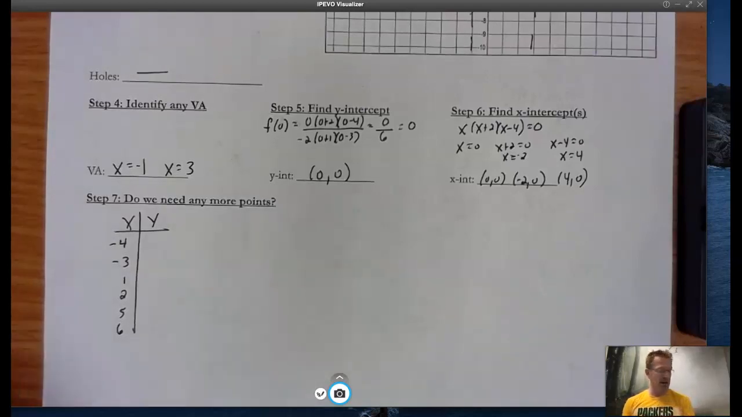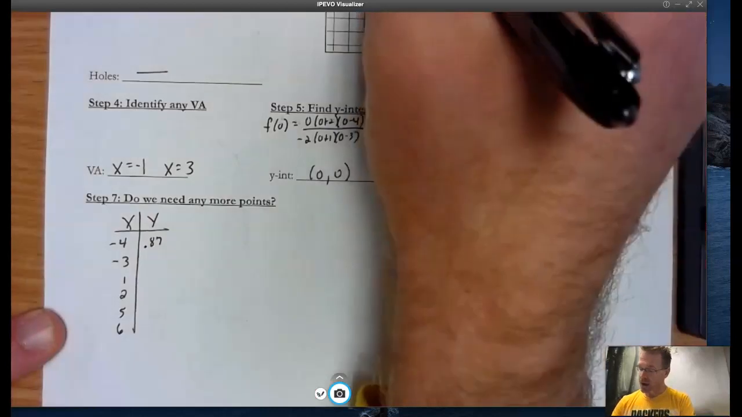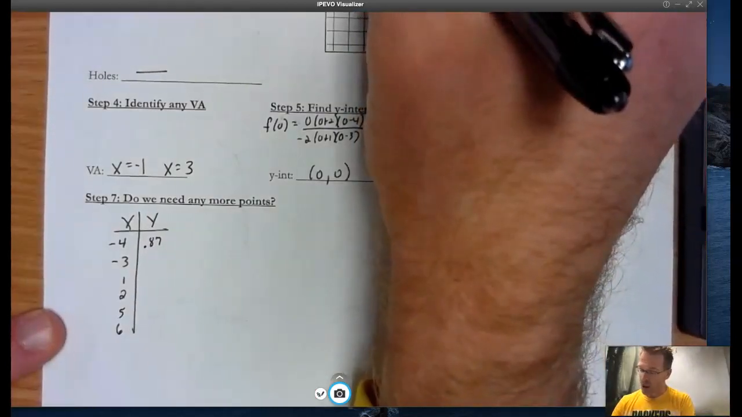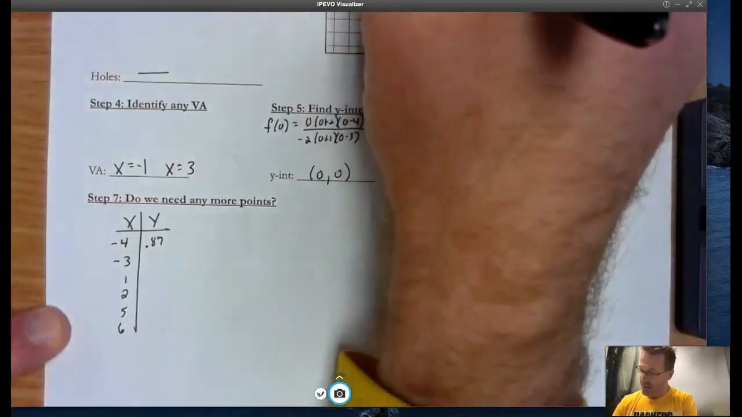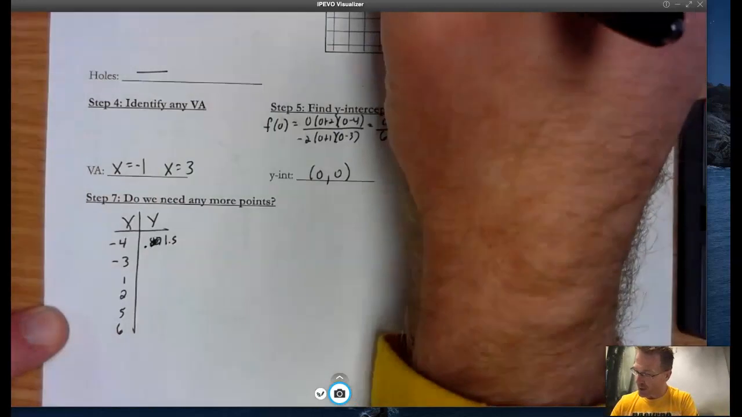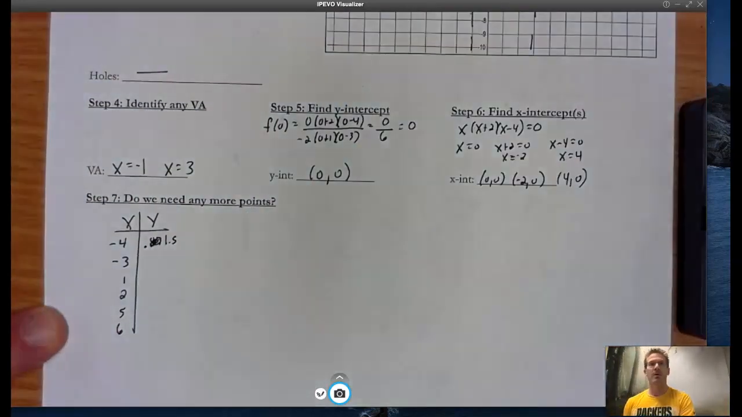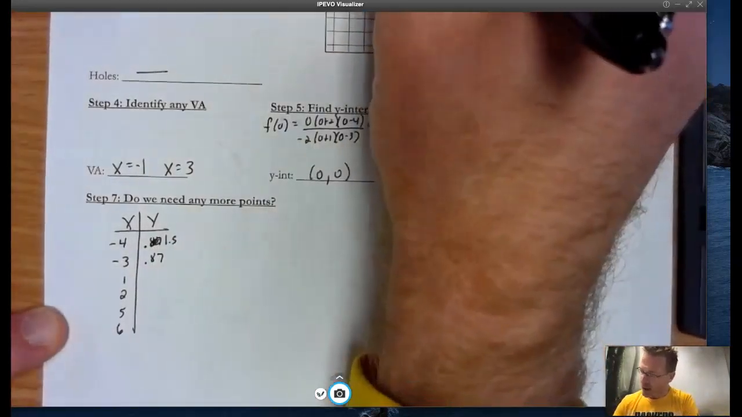When I plug in -4, I get 0.87. So -4, 0.87 is almost 1. So right there, I'm sorry, 1.5. I made a mistake, 1.5. I looked at the wrong value. So 1.5 is right there. When I plugged in -3, I get 0.87, which is almost 1 right here.